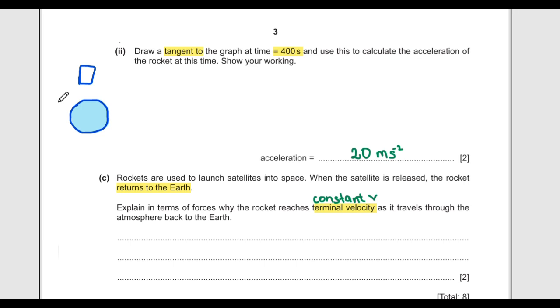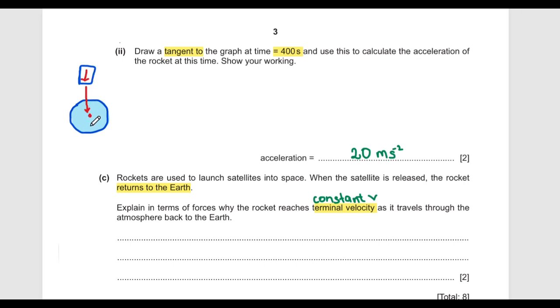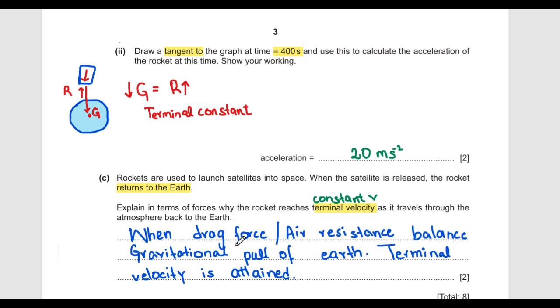Why? For example, this is Earth and this is a rocket which is returning back. So the rocket is being attracted by the gravitational attraction of the Earth, and there is also an opposite force of air resistance, or we can say drag force. As soon as the gravitational force is equal to the drag force, the rocket will achieve a terminal speed, or a constant speed. So to get a terminal speed, the drag force or air resistance should balance the gravitational pull of Earth, then a terminal velocity is attained.